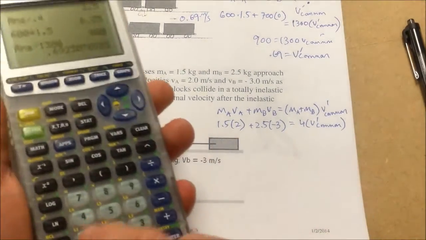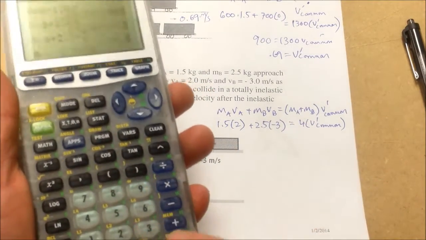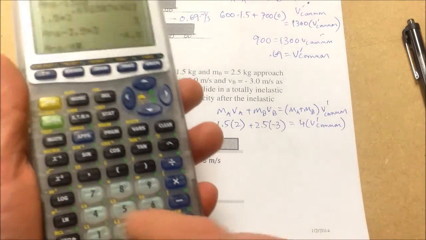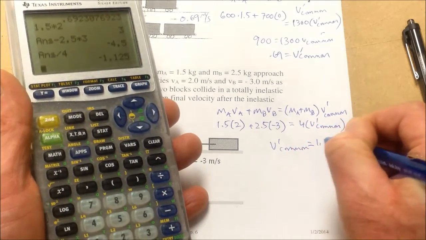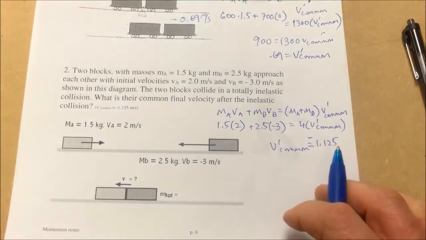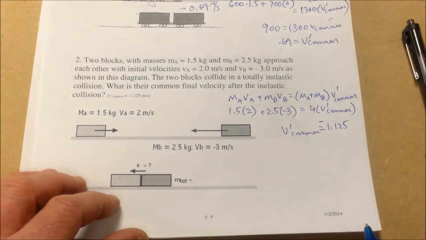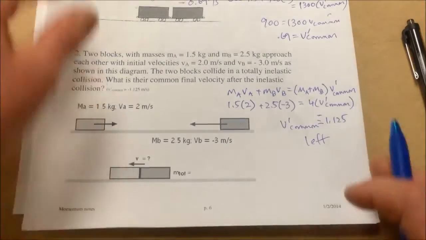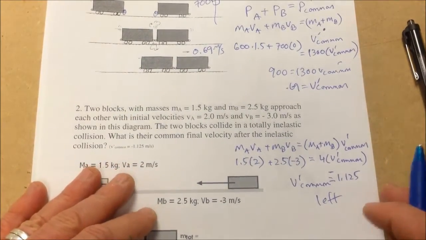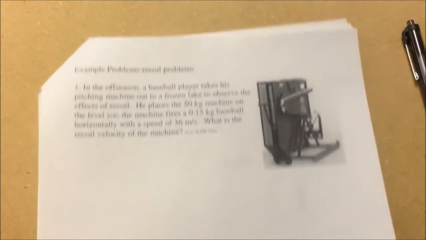So what we have is 1.5 times 2 minus 2.5 times 3. Divide that by 4. We get then a common velocity of 1.125. And that's negative, kids. Remember, the velocity being negative just means it's acting to the left. All right? So this would be velocity acting to the left. All right, so there's a couple of examples of inelastic collisions. Now we're ready for our last page, and that's going to be recoil problems. All right? And we've got a couple examples there.